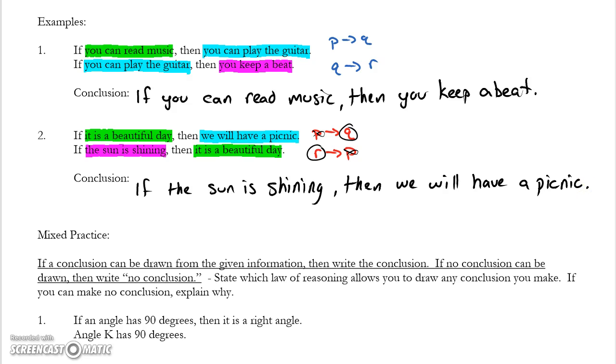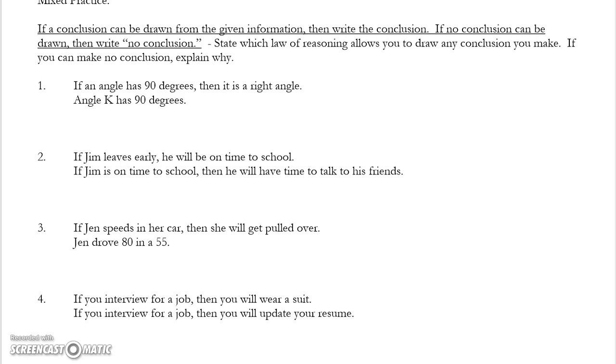Okay, at the bottom here, there's 4 problems. I want you to draw a conclusion for the 4 of them if it can be drawn. And if it can, write your conclusion. If there is no conclusion, just write no conclusion. For each of them, see if you can figure out which law of reasoning we've been using.